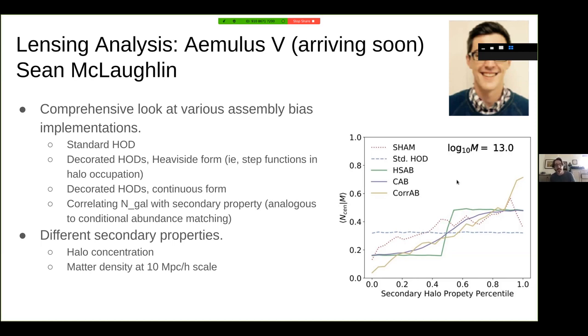So how this impacts galaxy occupation is shown in this plot on the right. This is at a halo mass where you might expect one out of every three halos to have a galaxy. So the standard HOD shows about 0.3, but all of these other ways in which you might incorporate secondary correlations will shift the galaxies around depending on some secondary halo property. So of course, that's how you implement assembly bias in your model. There are different choices you can also make, as we've discussed, on what is the proper secondary property to use. And there are many choices. So we actually look at both halo concentration and dark matter density at the 10 megaparsec scale. So we can test both how you implement it and what secondary property you actually use when you implement it. And the results are in the next slide.